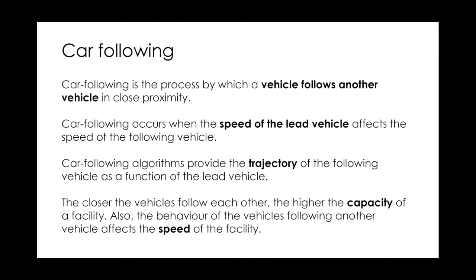Car following algorithms provide the trajectory of the following vehicle as a function of the lead vehicle, as I just described. So when we're talking about car following models and algorithms, what we really do is try to predict the location of the follower vehicle, the speed of the follower vehicle, and the acceleration of the follower vehicle as a function of what the lead vehicle does, whether it's accelerating, decelerating, stopping, or going.